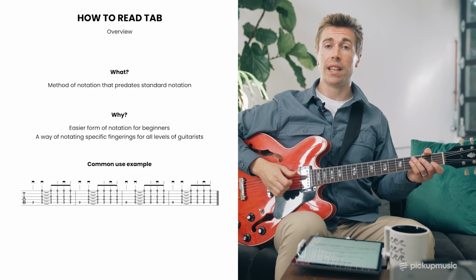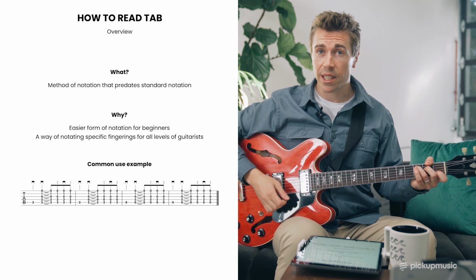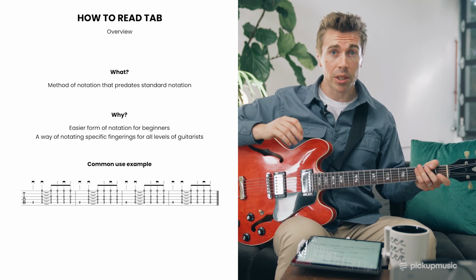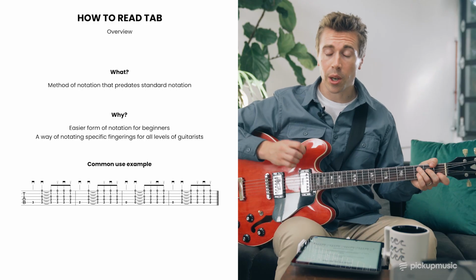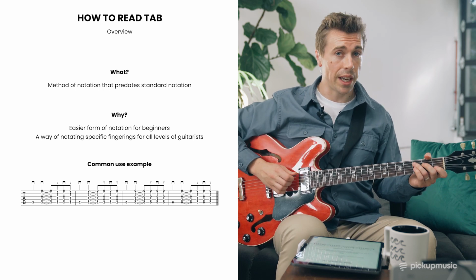How to read tablature. So tablature is a method of music notation specifically for the guitar that actually predates standard notation. So the reason this is important is because number 1, it's an easy way to get into playing guitar, but number 2, for more advanced guitar players, you can show specific notation just for guitar in terms of the position you're playing and the techniques you're using that you cannot display in standard notation. So let's get into it. Here's a common use example where we have downstrokes and upstrokes notated in the music.